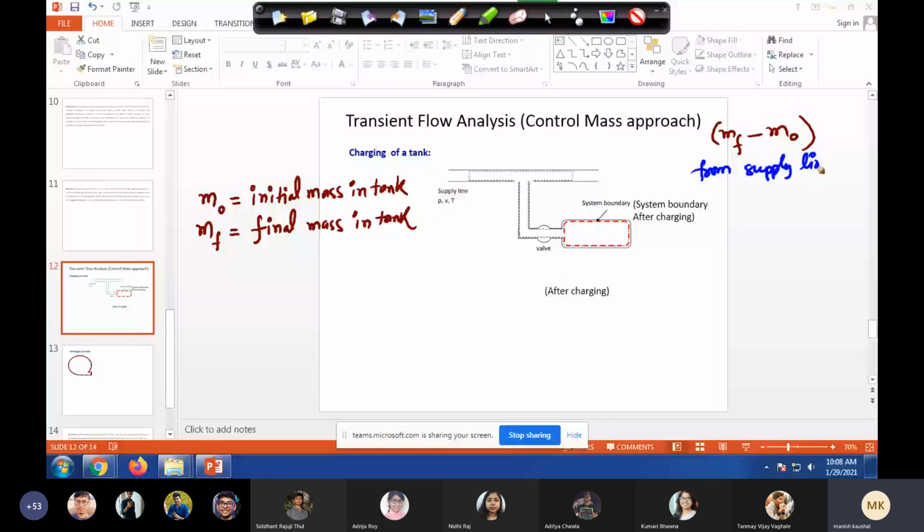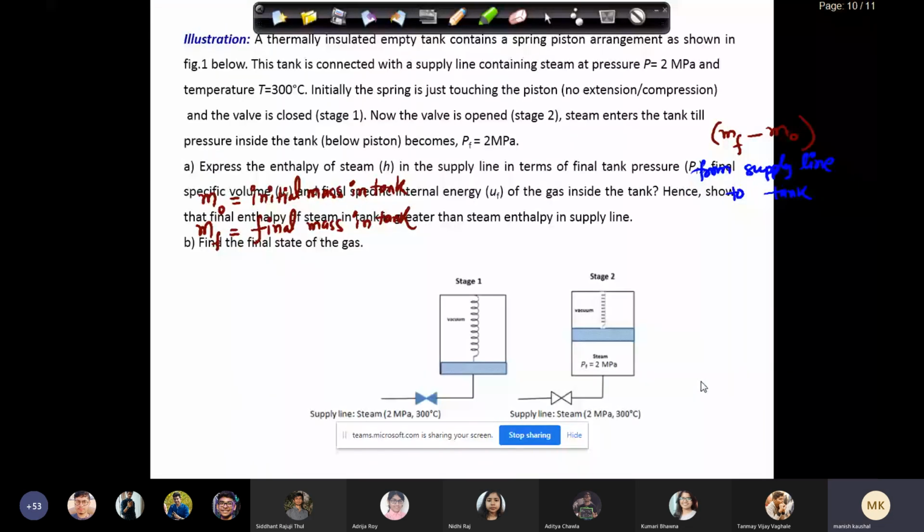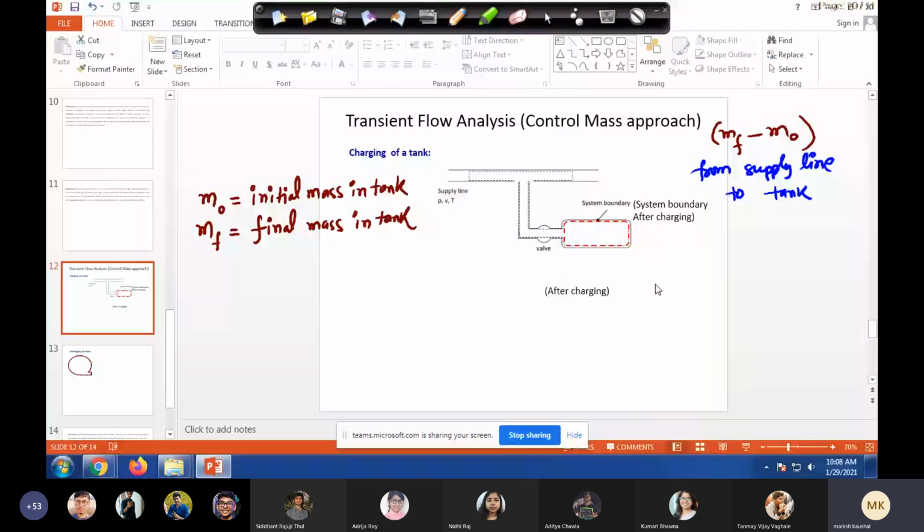Now, if I take a control mass approach, ignore the red boundary and only consider this black boundary. Let me show it in full screen mode, then you will understand. I haven't put the animation, but I'll do it right now. I'll remove this. Just see this black boundary.